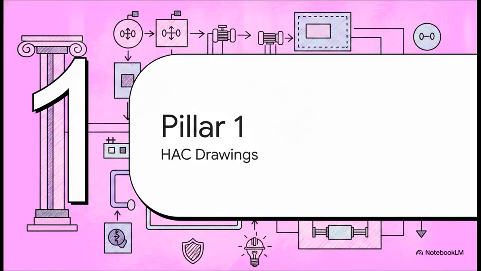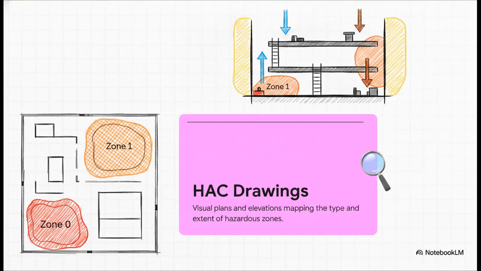So let's break this down into three main pillars, starting with Pillar 1, HAC drawings, which are all about visualizing the risk. These drawings translate invisible, abstract danger into clear spatial boundaries. Basically, they map out the hazardous envelopes against the actual physical layout of your facility. Typically, you'll see Zone 0 color-coded in red, Zone 1 in an orange crosshatch, and Zone 2 in yellow. But crucially, and the IEC and Offshore standards are really specific about this, these can't just be flat, top-down maps. They absolutely must include both plan and section views.